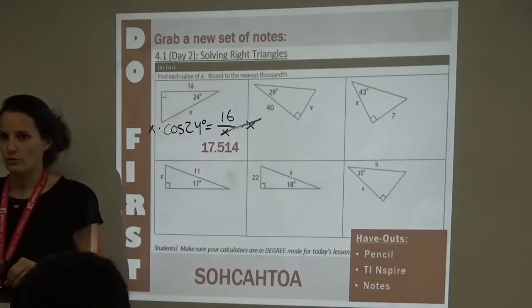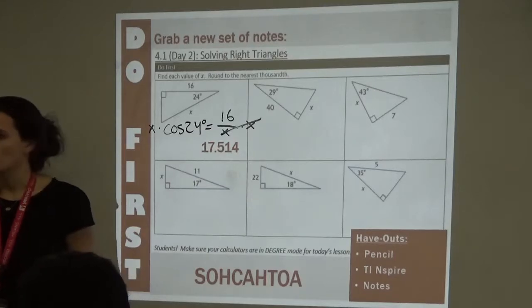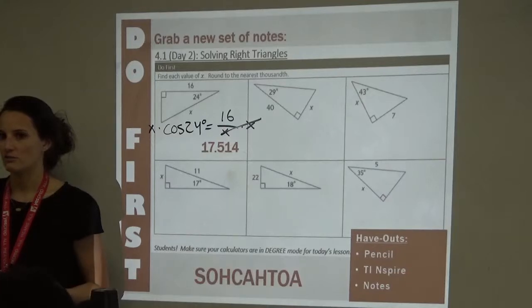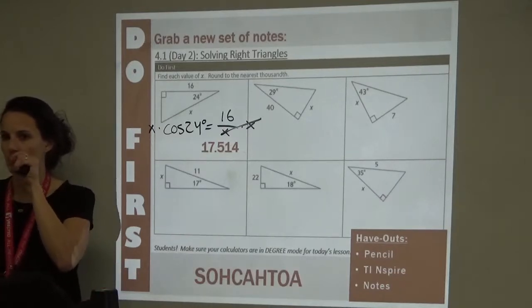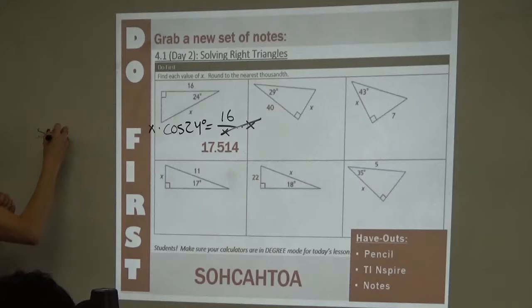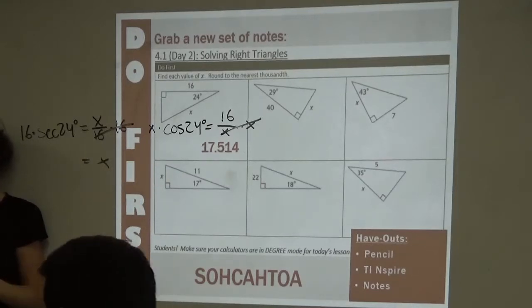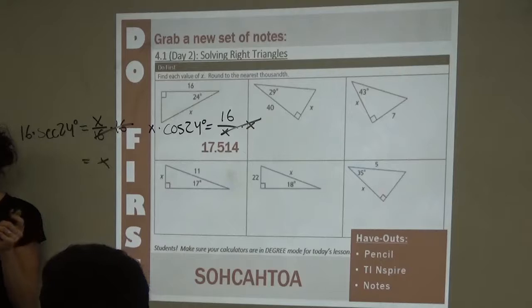17.514. Raise your hand if you have a different trig function. There's one other one that we could have used other than cosine. Let's recap from Friday. There you go. Secant of 24 degrees, because secant is the reciprocal. Instead of a over h, it's h over a. So you'd have x over 16. If you multiply times 16, you should get the same number, 17.514. Okay? So that's a quick recap of the steps for the other problems.